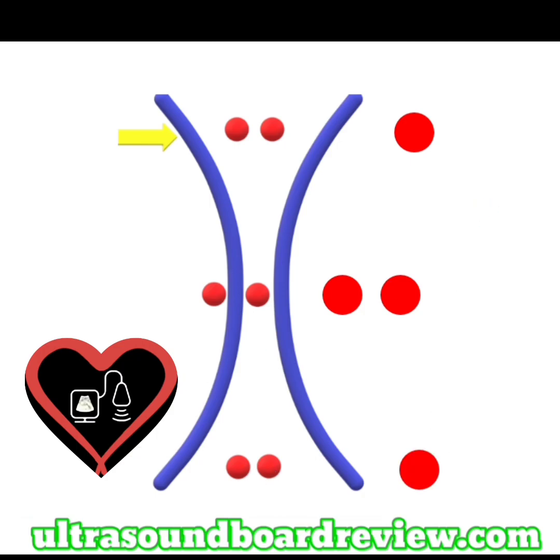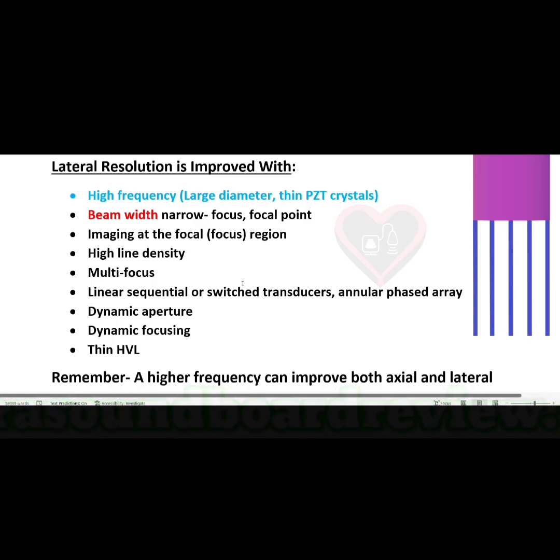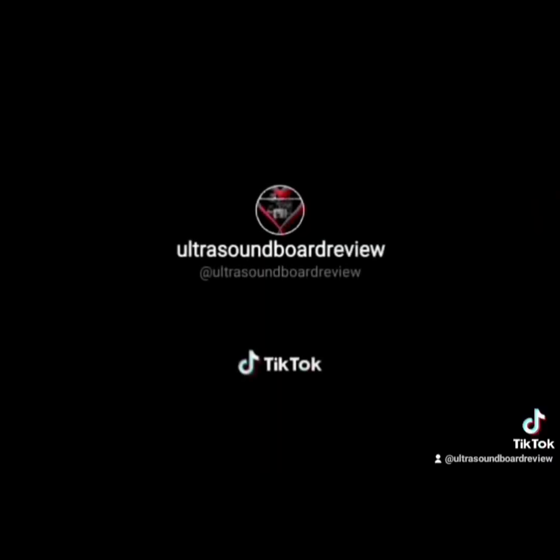That's the point of using a dynamic aperture, because a dynamic aperture can change the focus at various depths. And yeah, dynamic aperture will improve lateral resolution. So they could have a bunch of options that will improve lateral resolution, like a high line density or high frequency, dynamic aperture, focusing, whatever. What they'll say in the question is, which of the following will have the biggest impact on lateral resolution, or which one will improve it the most? And you're going to want to look for the beam width. You'll either want to look for beam width or narrowing the beam.